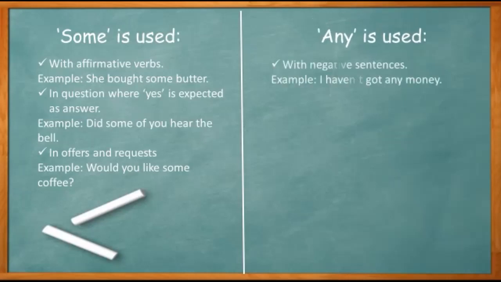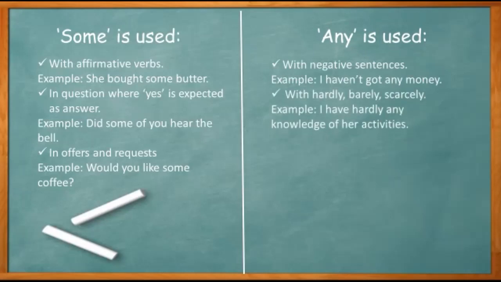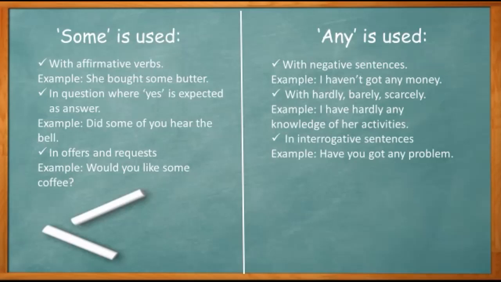Next is any. Any is used with negative sentences like I haven't got any money. So this is a negative one. It is also used with hardly, barely, or scarcely. I have hardly any knowledge of her activities. It is used in interrogative sentences. For example, have you got any problem? This is an interrogative sentence. So here any is used.